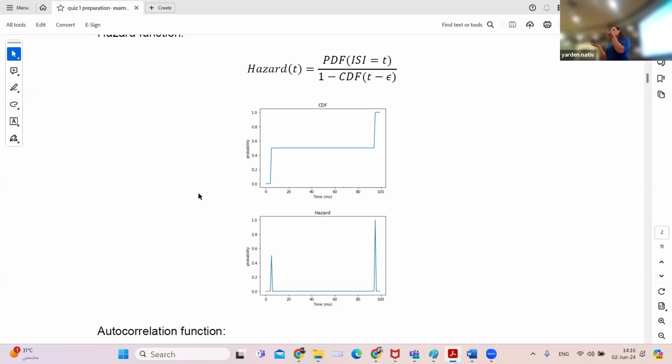We have only two ISI sizes, right? We have 5 and 95. So therefore we can conclude that we have 50% for the 5 and 50% for the 95. So the CDF looks like this, and if you divide the PDF by the survival, then you get this hazard, right? So for this hazard, what does that mean? That if I came to 5 milliseconds, what probability is it that I saw a spike? So it's half the cases, so it's half, right?